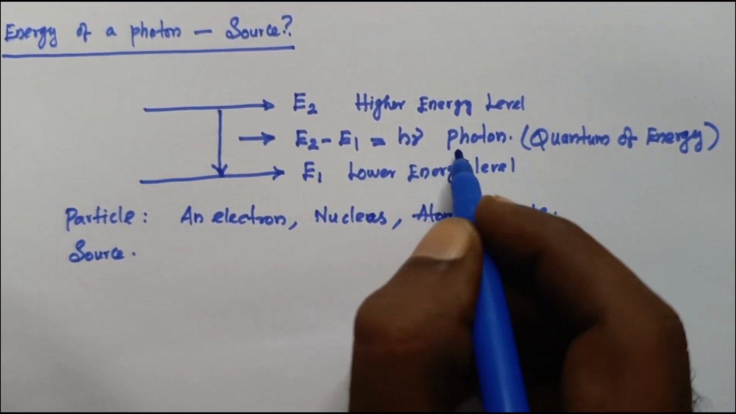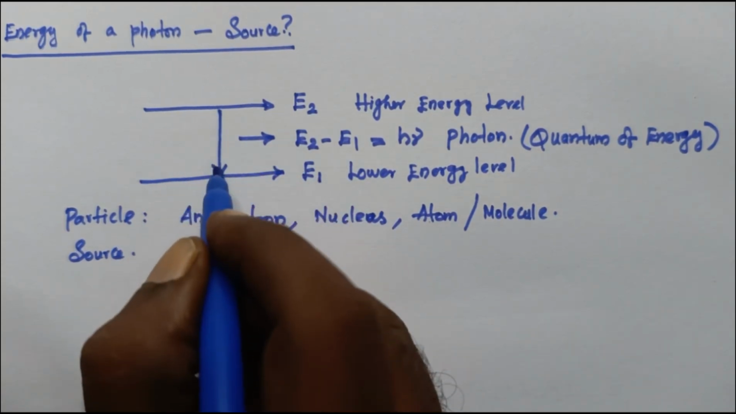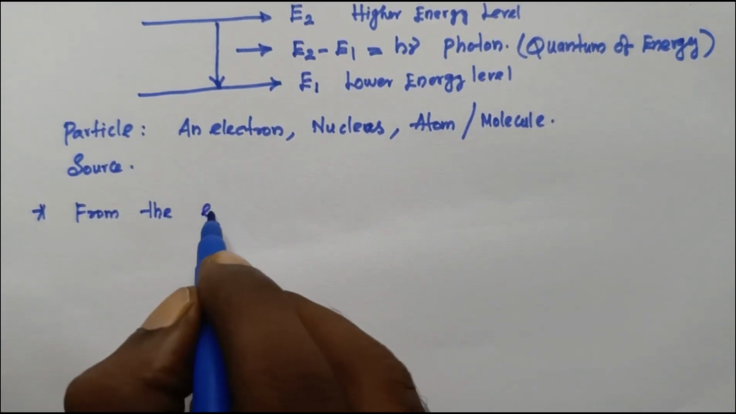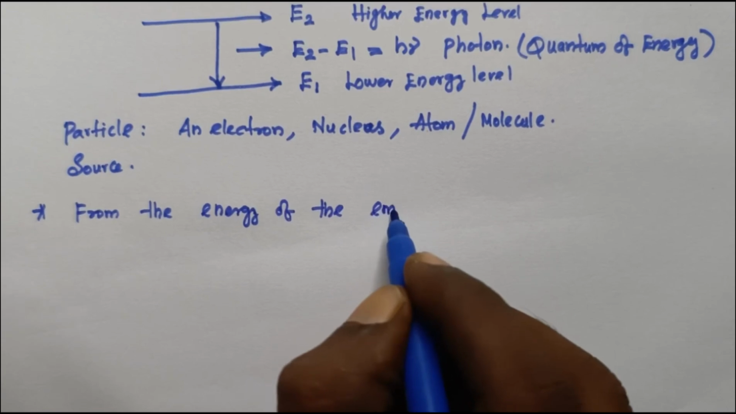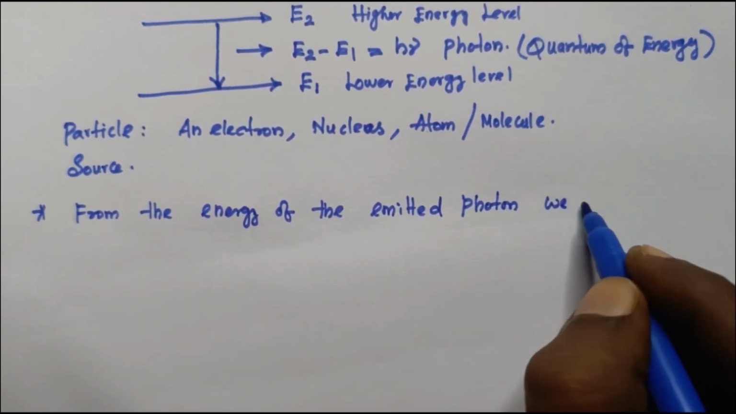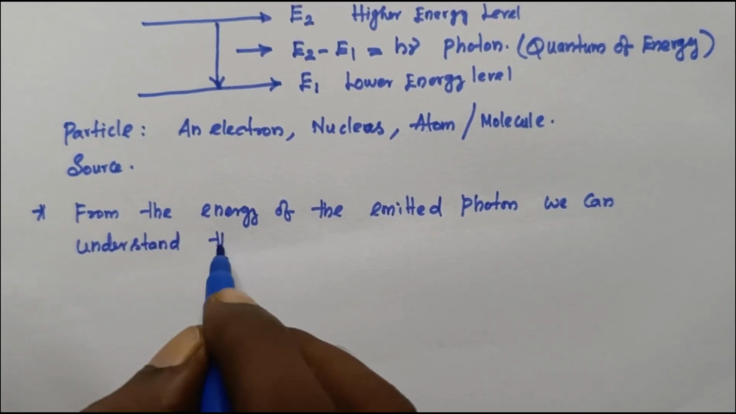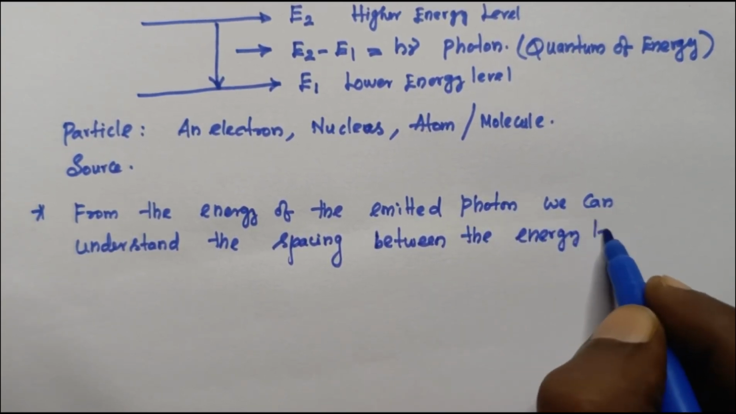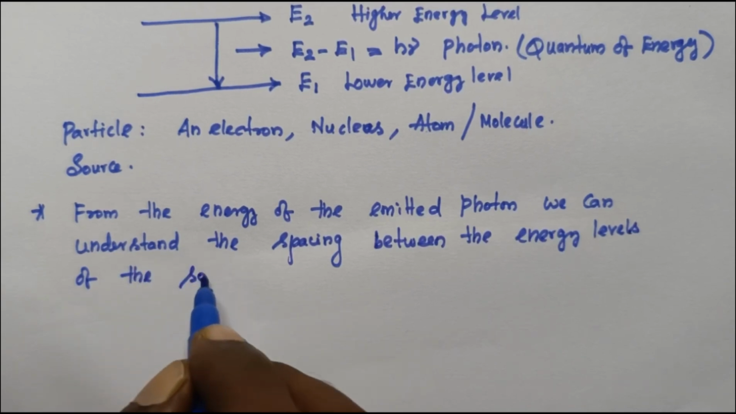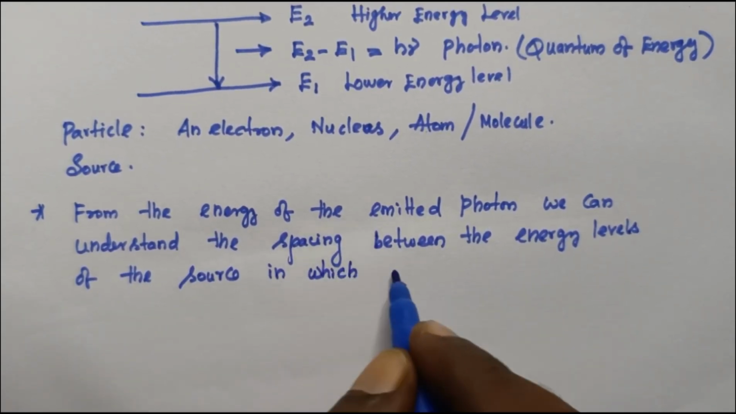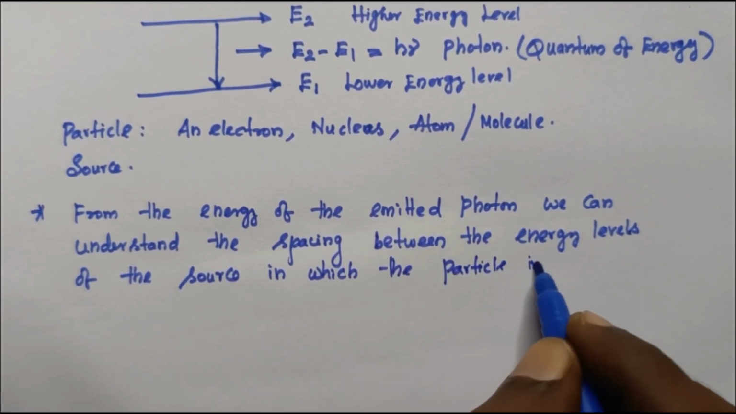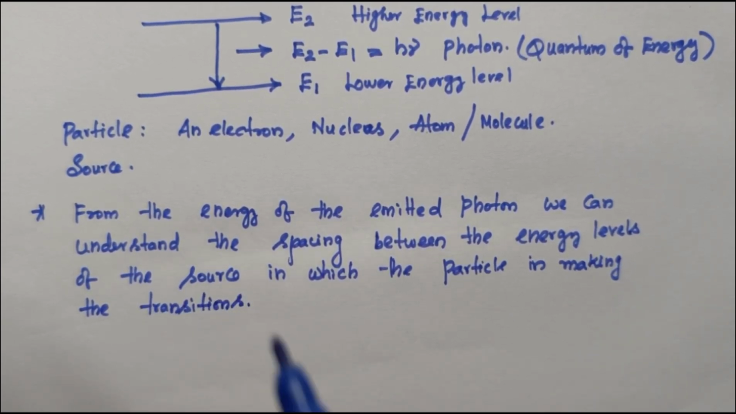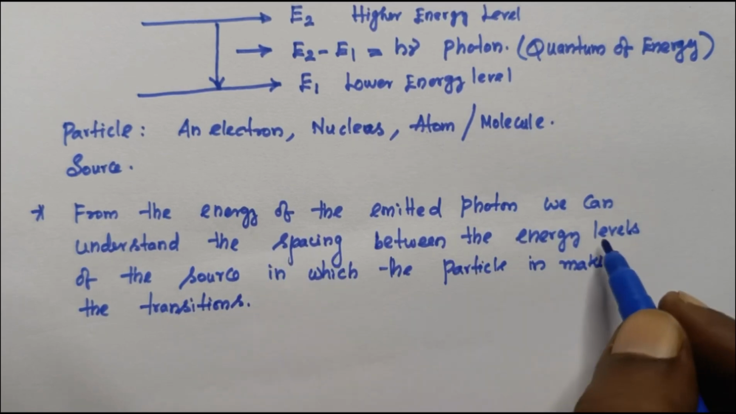So from the energy of the emitted photon, we can understand the spacing between the energy levels of the source in which the particle is making the transitions.